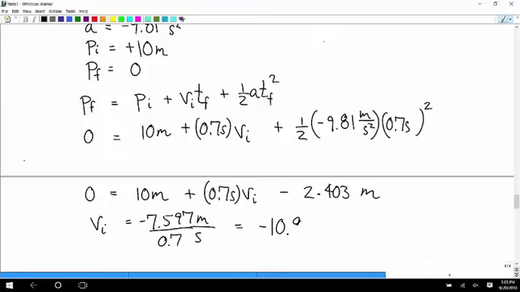Negative 10.85 meters per second. Does it make sense that it came out negative? Yeah, because it's launched in what was our negative direction.